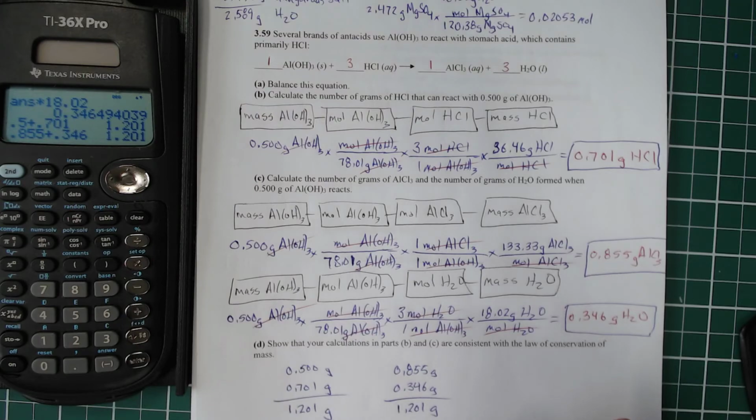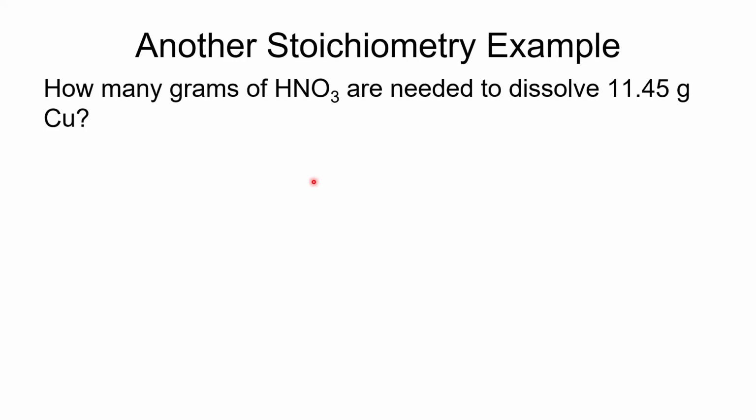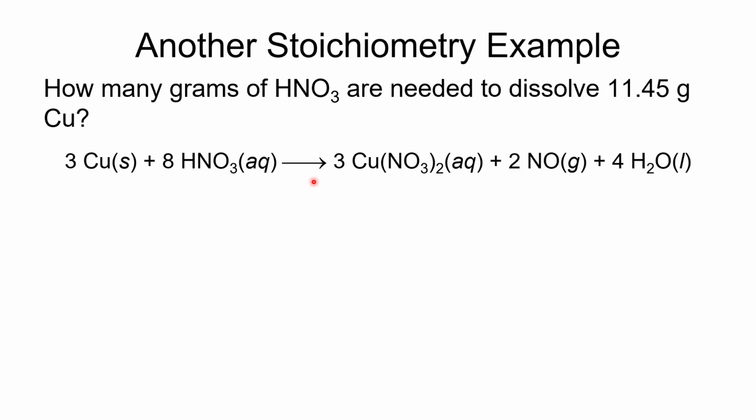All right, well, let's go back to the in-class presentation. And we will look at, what do we got here? Oh, yes, we've got another stoichiometry example that I want to do. So how many grams of HNO3 are needed to dissolve 11.45 grams of copper? And when we say dissolve, really we mean react with. So how many grams of HNO3 are needed to react with 11.45 grams of copper?